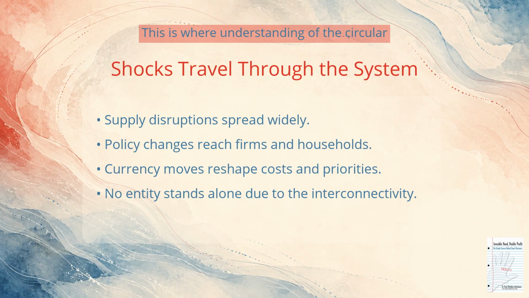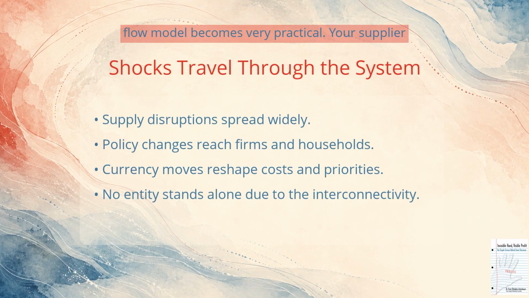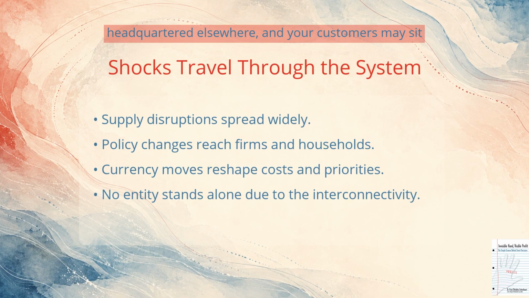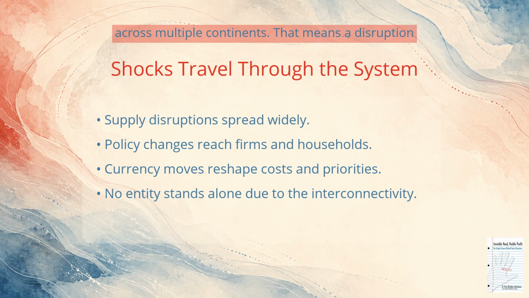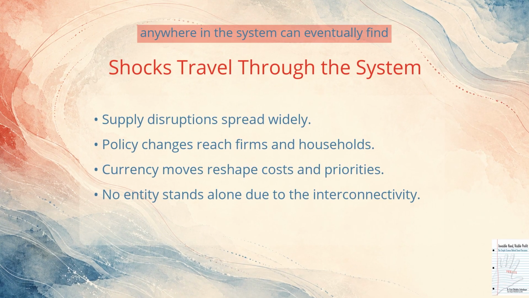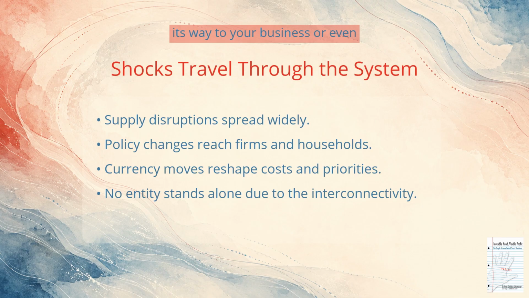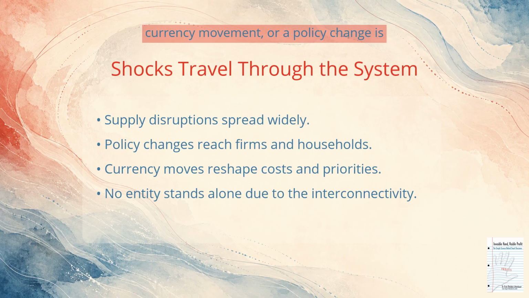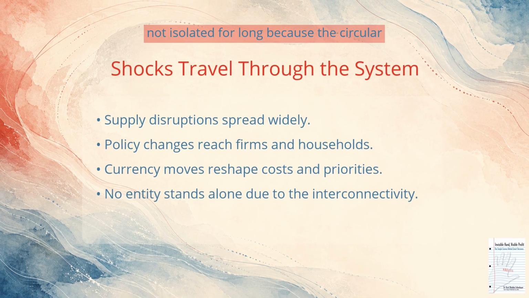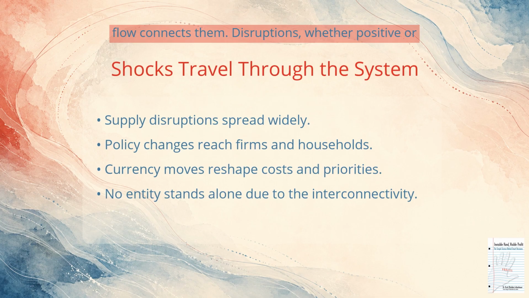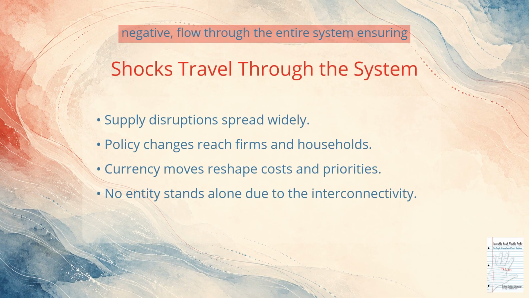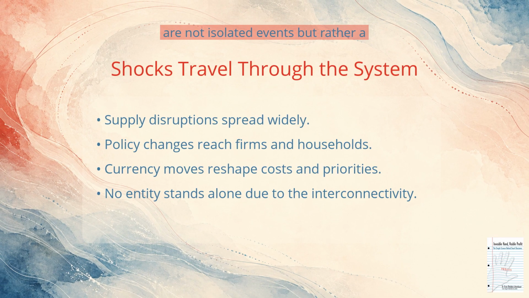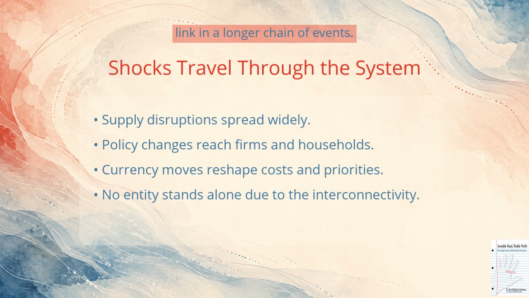This is where understanding of the circular flow model becomes very practical. Your supplier may be abroad, your competitor may be headquartered elsewhere, and your customers may sit across multiple continents. That means a disruption anywhere in the system can eventually find its way to your business, or even your household. A supply chain shock, a currency movement, or a policy change is not isolated for long, because the circular flow connects them. Disruptions, whether positive or negative, flow through the entire system, ensuring that growth or shrinkage of an economy are not isolated events, but rather a link in a longer chain of events.